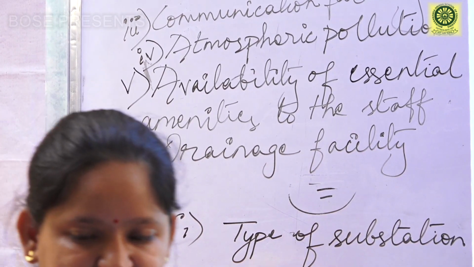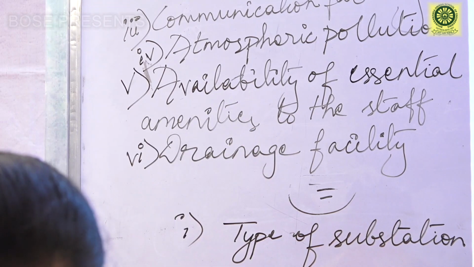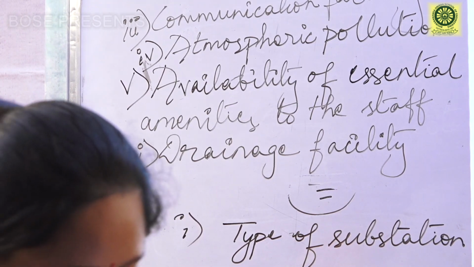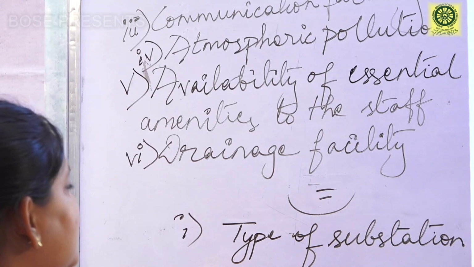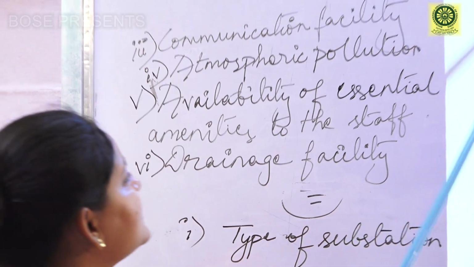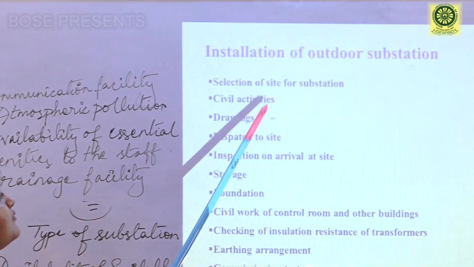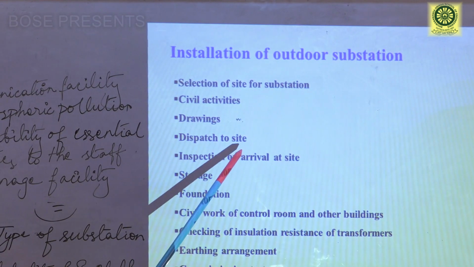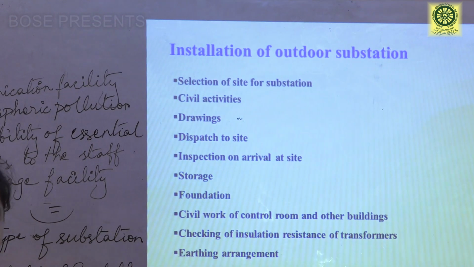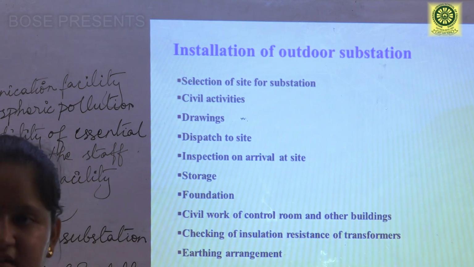So in selection of a substation, these are the points that we should focus on. Then under civil activities, what are the points coming in the drawings, dispatch to site? All these points I will discuss in the next class. Thank you.